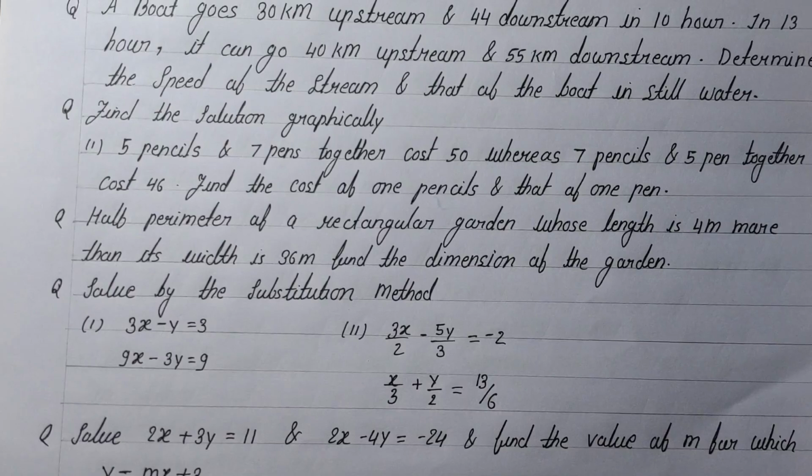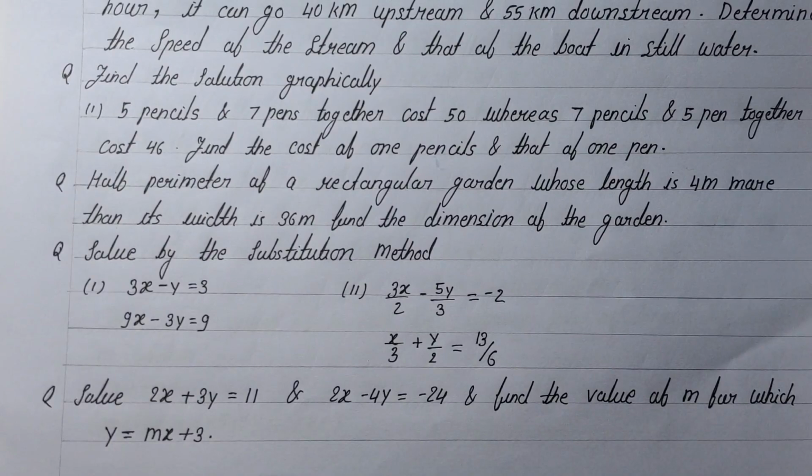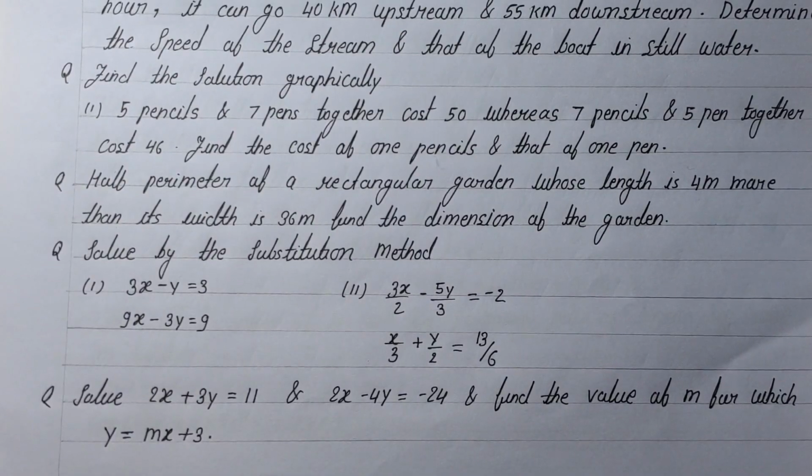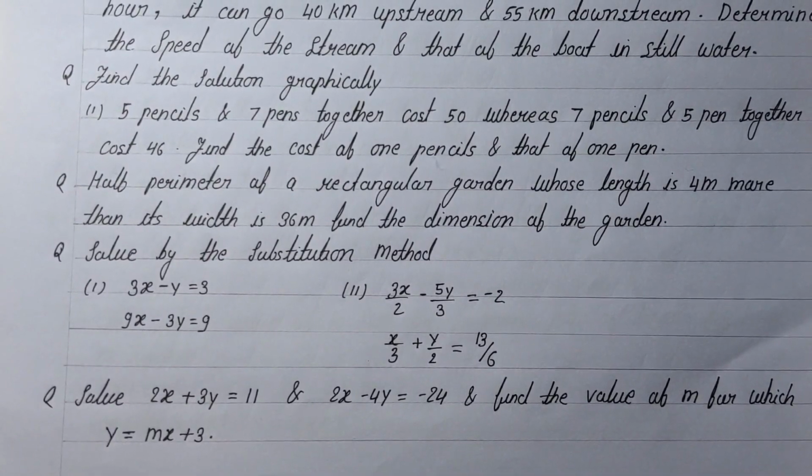3x minus y is equal to 3. 9x minus 3y is equal to 9. Second, 3x/2 minus 5y/3 is equal to minus 2, and x/3 plus y/2 is equal to 13/6.